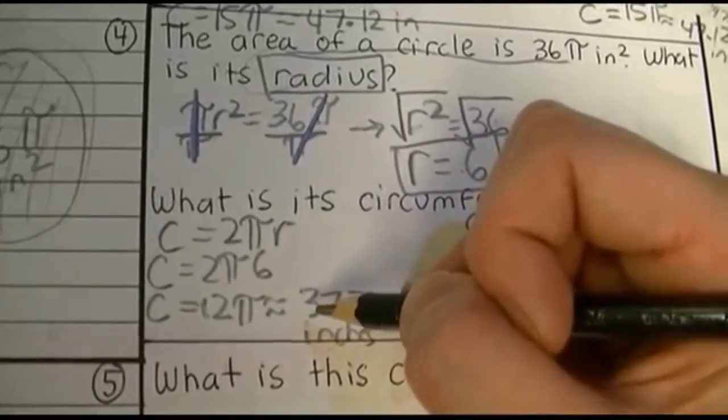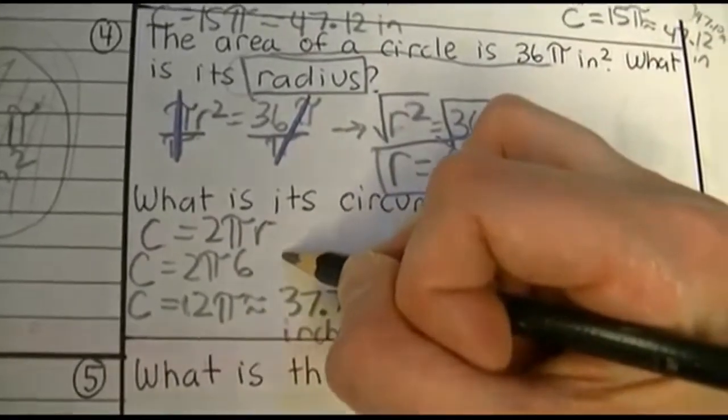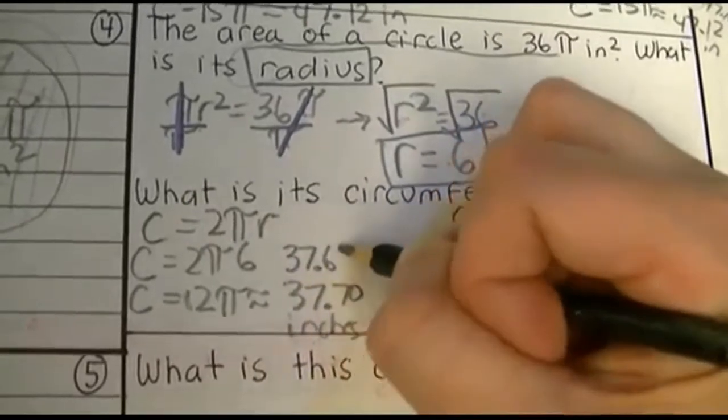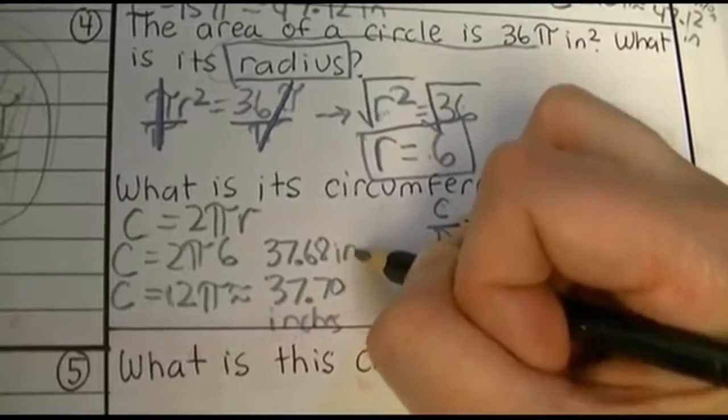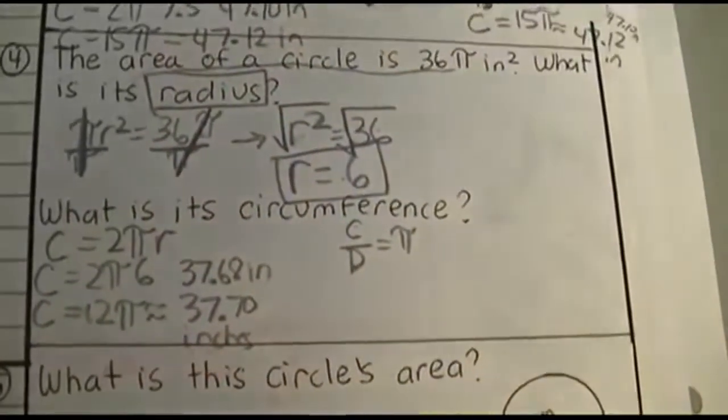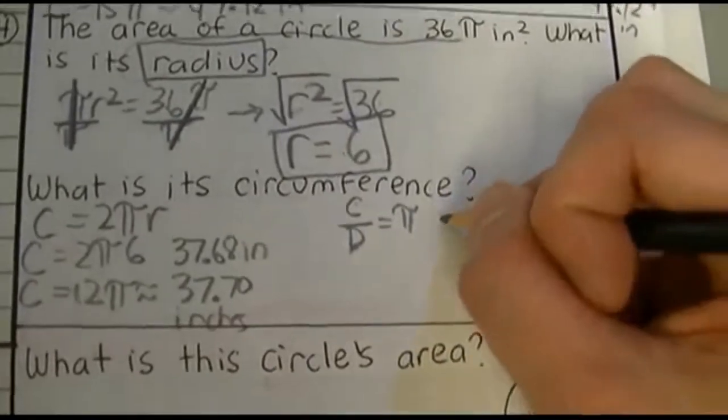All right, if you're a person that used 3.14 for pi, you'd probably get this, okay, like that. By the way, let me know if I've made any mistakes, because there's a chance I probably did somewhere.